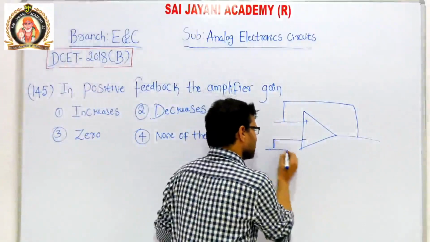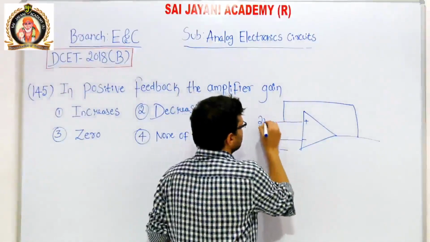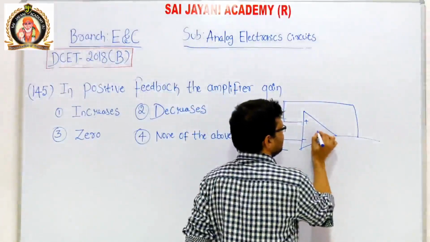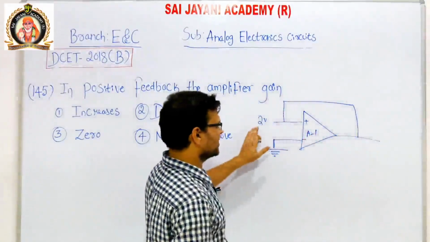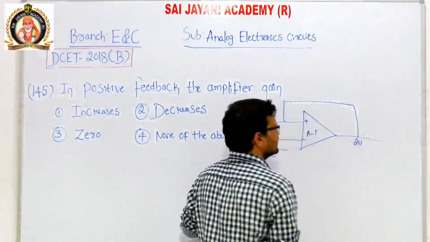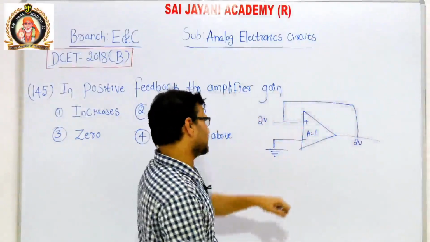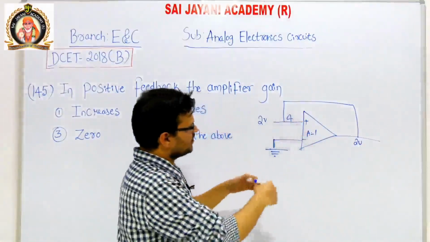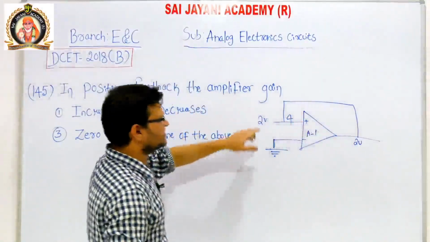Ground the inverting terminal of the op amp. Suppose you give a 2 volt signal and your amplifier gain A is equal to 1, then here you get 2 volt. Then 2 volt is again fed back to the input side, that is the non-inverting terminal side, then 2 plus 2 volt becomes 4. It continues, so it increases. The amplifier gain increases.